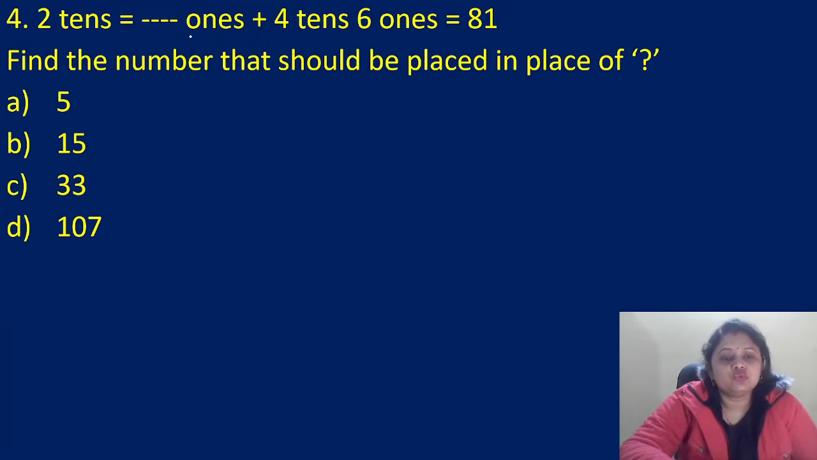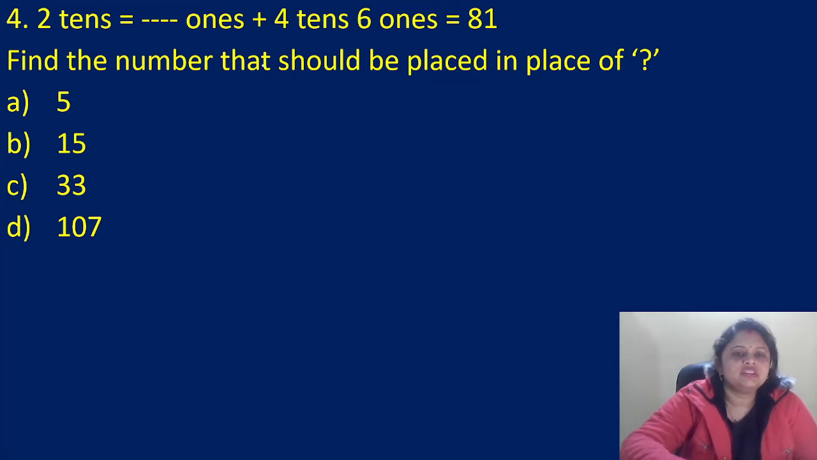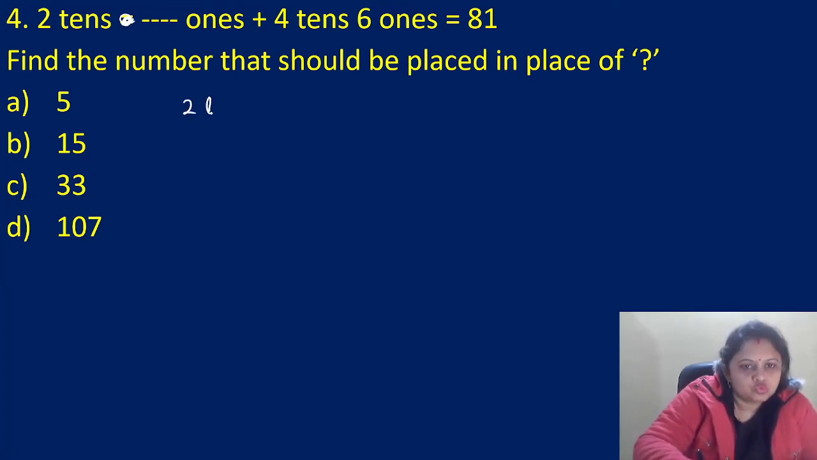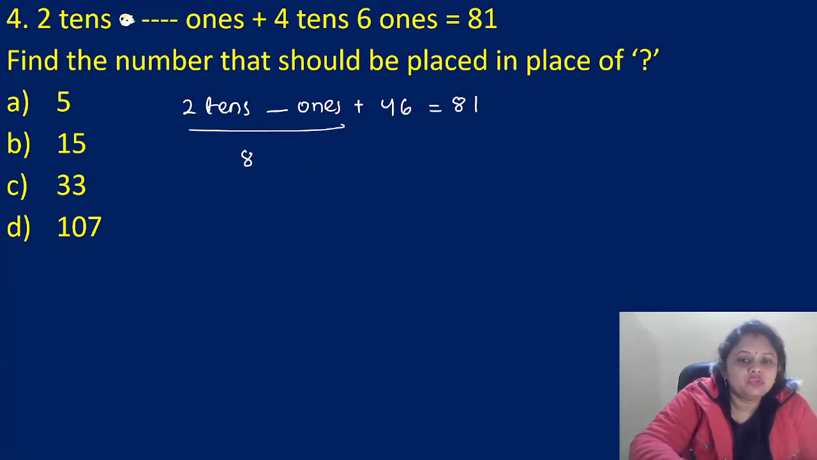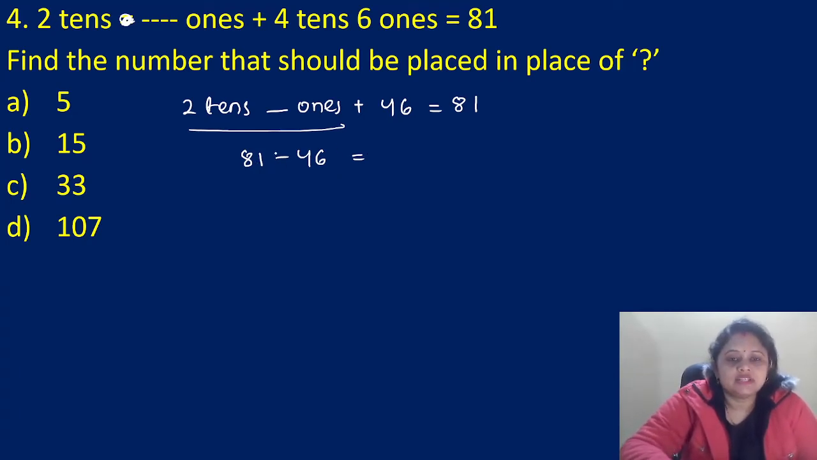2 tens equal to dash ones plus 4 tens 6 ones equal to 81. Okay. So here what is written? 2 tens dash ones plus 4 tens 6 ones. 4 tens 6 ones means 46 is equal to 81. So how to get this number? We will subtract 46 from 81. So 81 minus 46. What is the value?